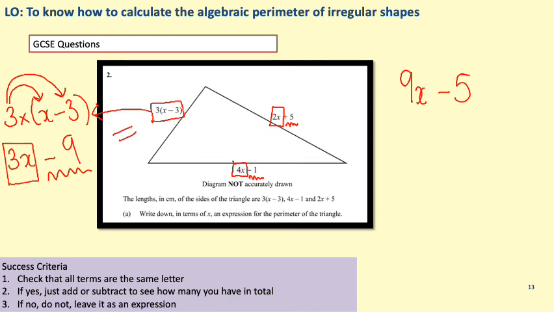And we're told as well that our lengths are given in centimetres. So essentially, once we find out what x is and we put in our x value, we could find out what the perimeter of this is in centimetres. Well done if you got that right, guys.